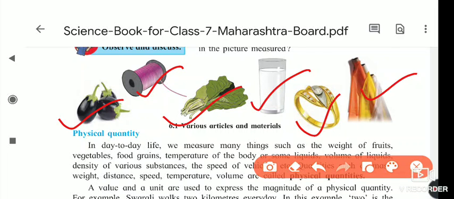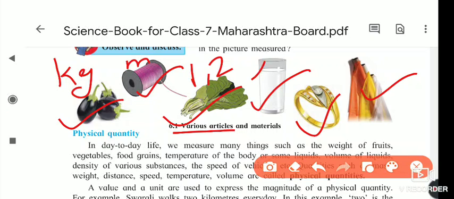So these various articles and materials are measured in different units. If you see here, I am using kg, here meter, here 1, 2 bundles, here liter, here milligram, and here meter. In that way, I used different units for different articles.